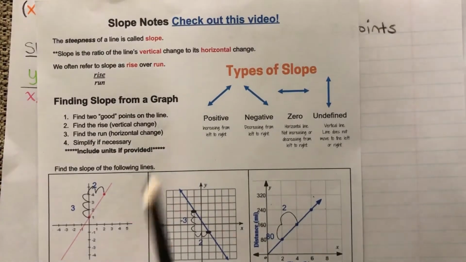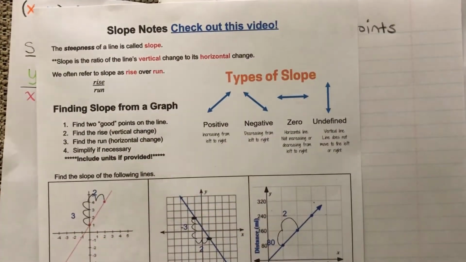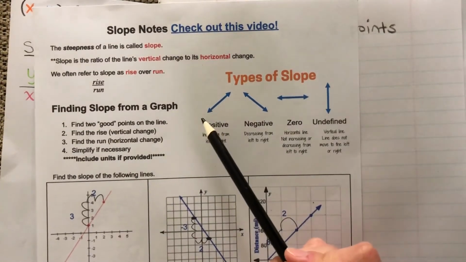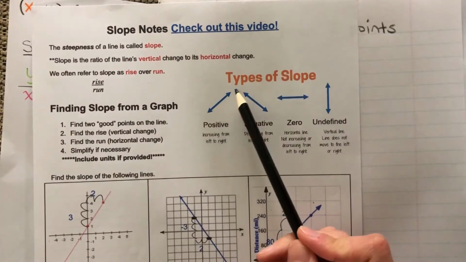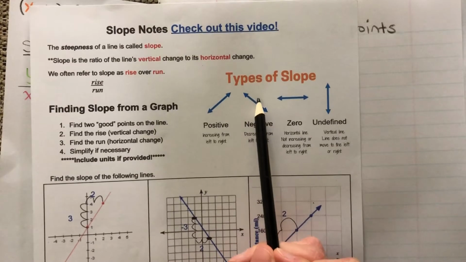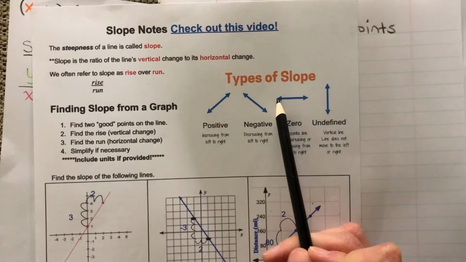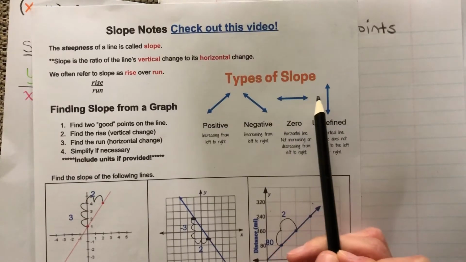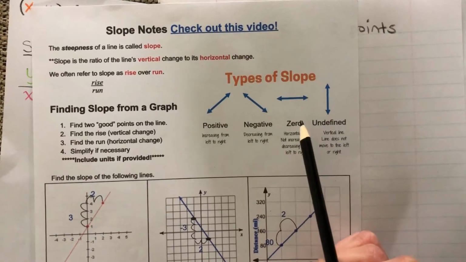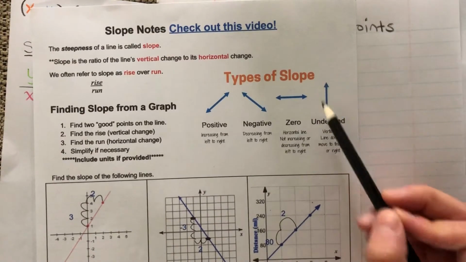So some things that you're going to notice here are the definitions. We've already talked about slope being the steepness of the line, right? And it can be going in 4 different directions. It could be increasing as we move from left to right. That would be a positive slope. It could be decreasing as we move from left to right, negative, going down. If it goes straight across, right, there's no change there, then that represents a 0 slope. And the last one is when we have a straight up and down, a vertical line.